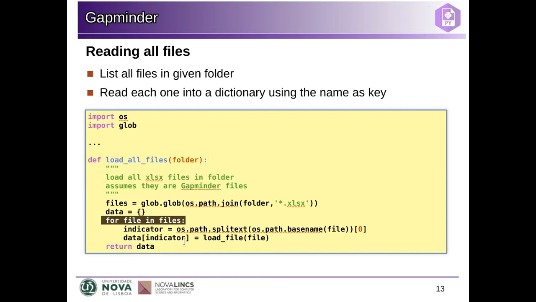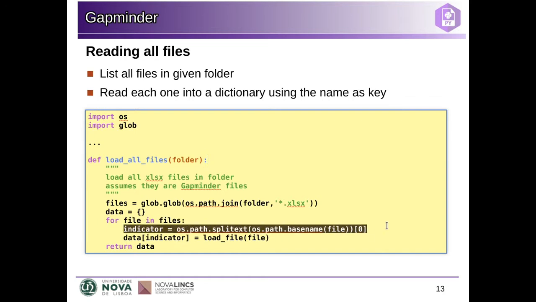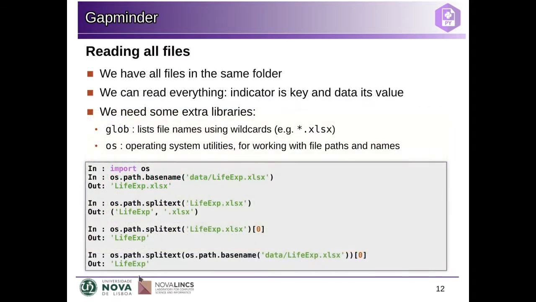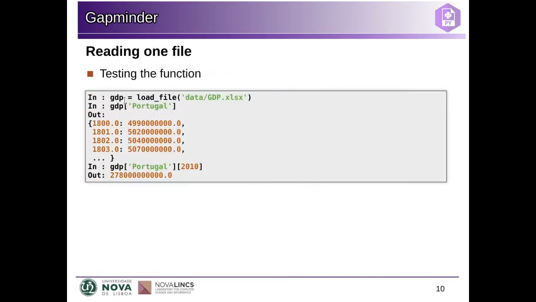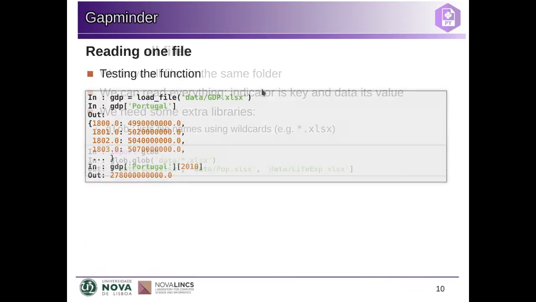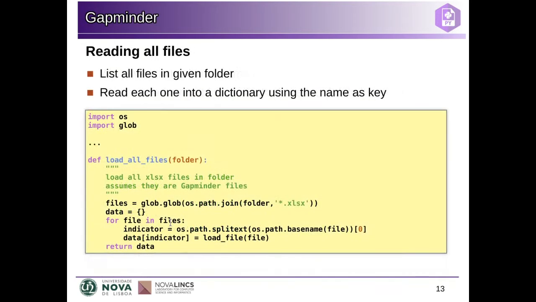And then for all of these files, we're going to get the name of the indicator by doing this operation here. So we're going to extract from that complete path just the main name of the file without the extension. And we're going to add an entry to our data dictionary that starts empty, an entry that has the indicator as a key and the result of loading the file as the associated value. So we get this dictionary of GDP, for example, associated with the GDP entry in our main dictionary. And we do that for all the files.